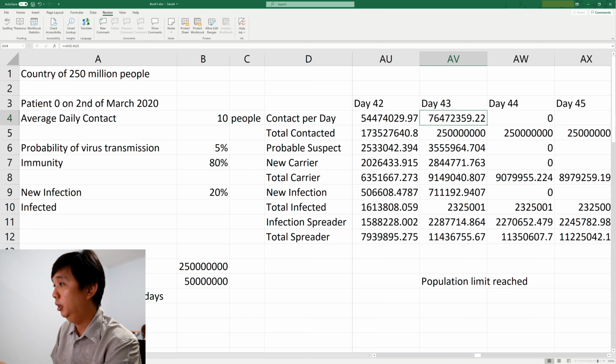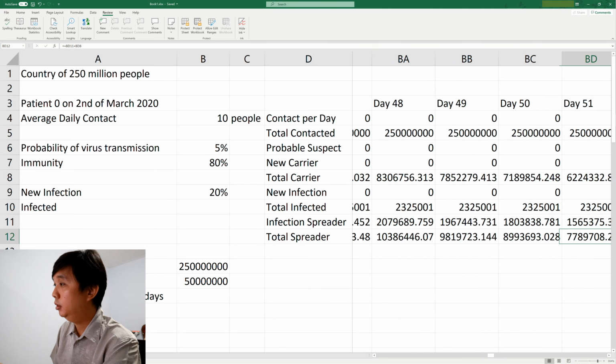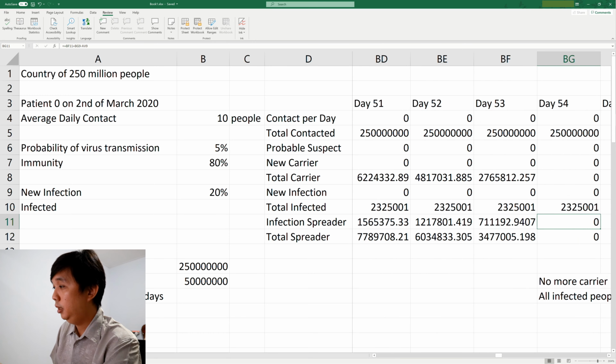Don't be too worried. Actually, there are 76 million people contacted with disease spreader every day, and the probable suspect is like 3.3 million, and total carrier is 9.15 million. So total infected will be 2.3 million. That's the total number of affected people. But from here, since we have reached the population limit, it will go down. The number of people who will spread infection will be 0 by day 54.